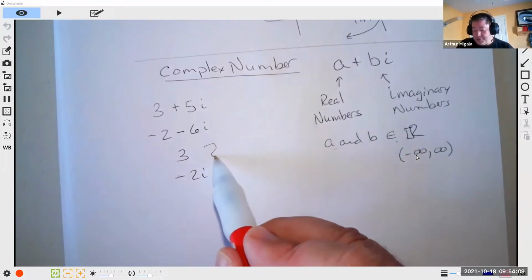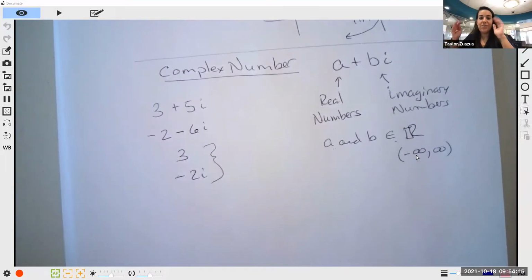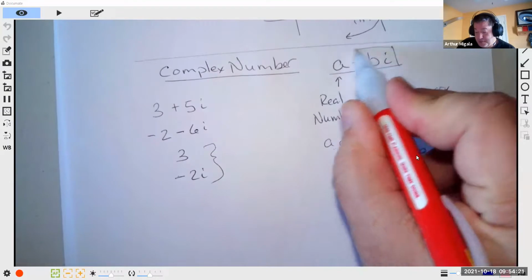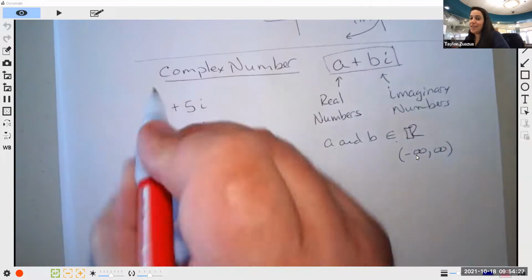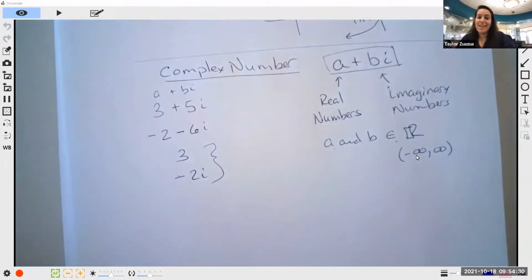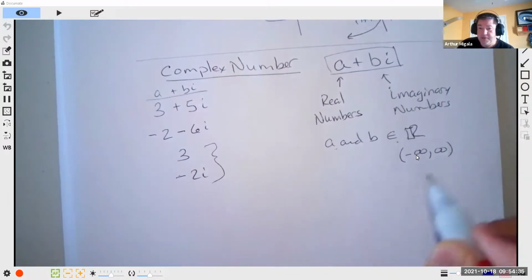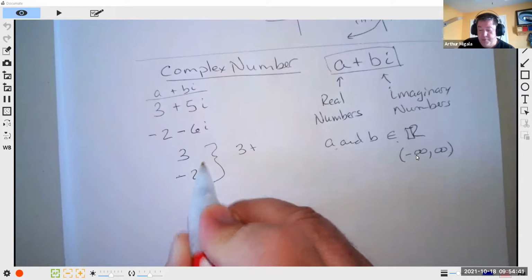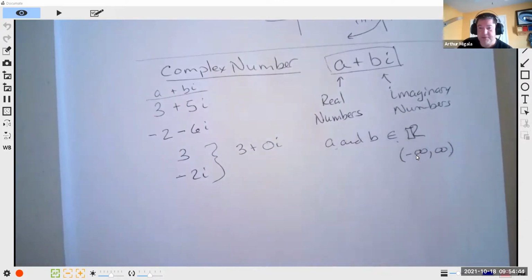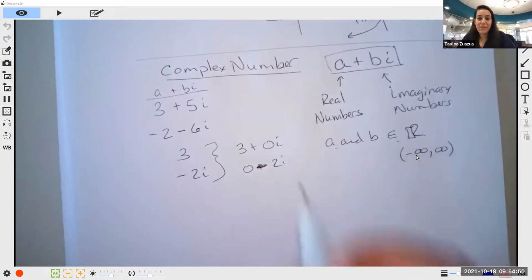Now, why are these complex numbers? Because, remember, complex numbers have to have this form. Well, remember, a and b are anywhere between positive and negative infinity. Do we have an imaginary number? Plus 0i, right? Likewise, this one is 0 plus 0i. And 0 minus 2i.